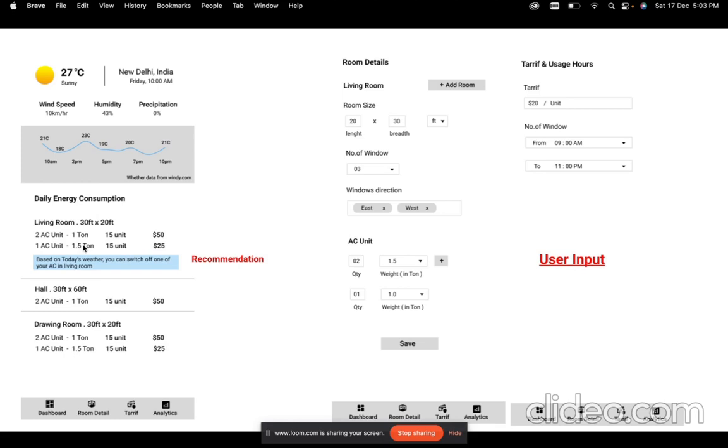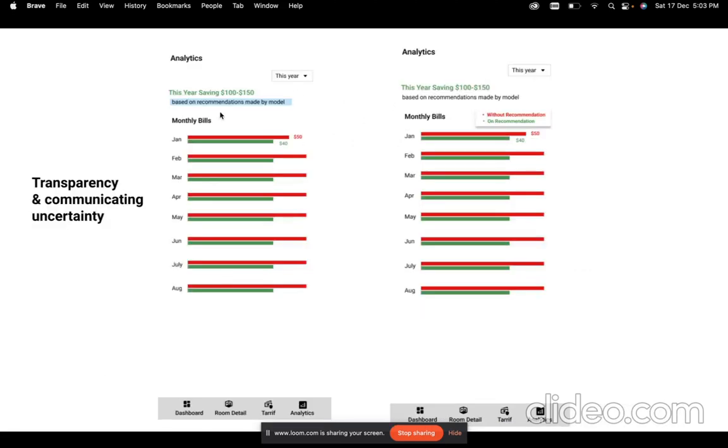So based on the model that we have, we are building a recommendation system which will tell the user whether he can switch off the AC or not in a particular room, so that he can reduce his energy consumption, which will lead to reduction in the bill. This is what the analytics section will be like, where the red mark will show what will be the energy bill if he has not used our recommendation system, and what will be the energy bill if he has used our recommendation system.